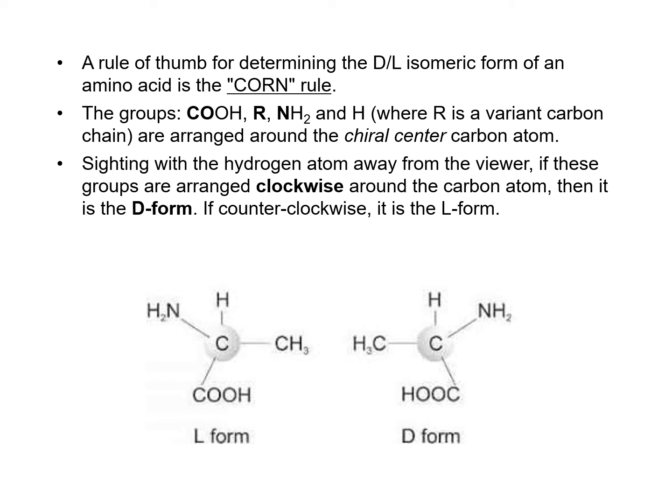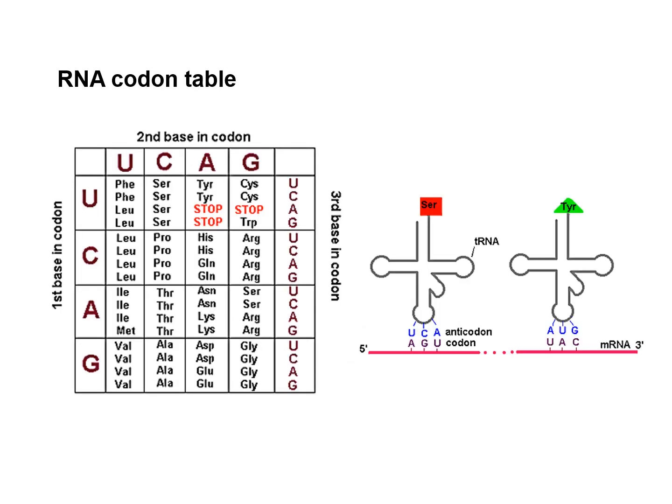Basically, you can use this CORN rule by placing the hydrogen atom away from you and seeing whether CORN is read clockwise or counterclockwise. If it is clockwise, it's the D form, and if it's counterclockwise, that's the L form. And here it shows the RNA codon table, which is used to interpret messenger RNA and how it is going to be translated to the protein, or the amino acids, through the transfer RNA.